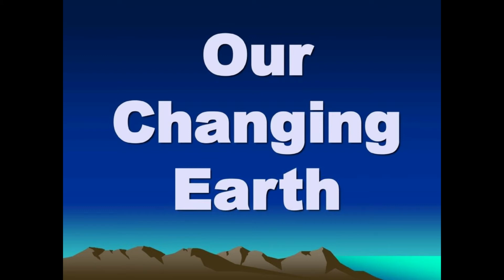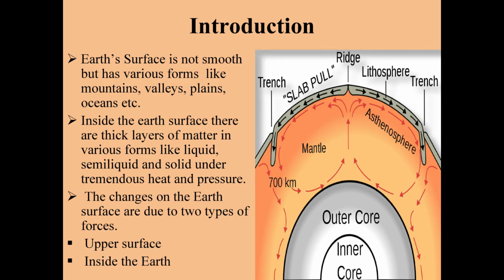Chapter 3. You are aware that our planet Earth is a nearly spherical planet which is rotating on its axis and also revolving around the Sun. Its superficial surface is not smooth but has various forms like mountains, valleys, plains, oceans, rivers, etc. We learned that inside the surface there are thick layers of matter in various forms like liquid, semi-liquid and solid under tremendous heat and pressure.